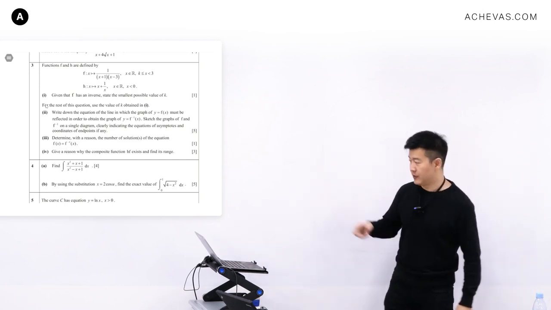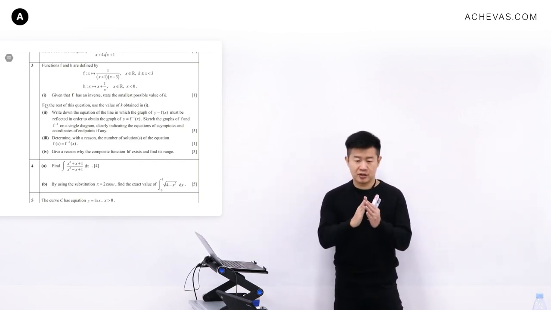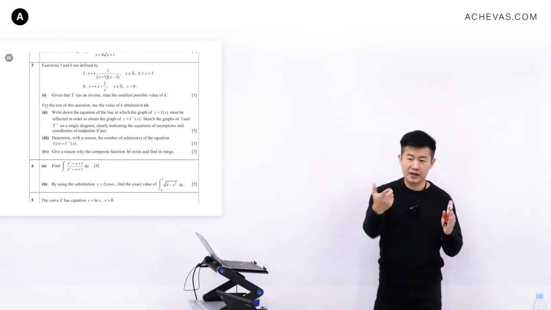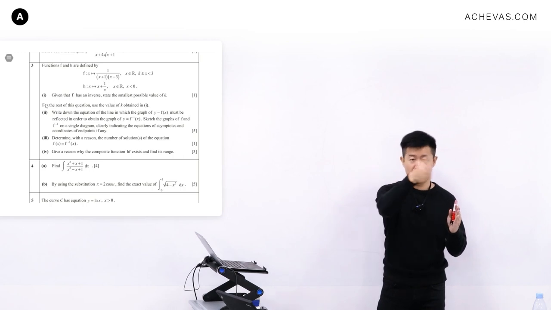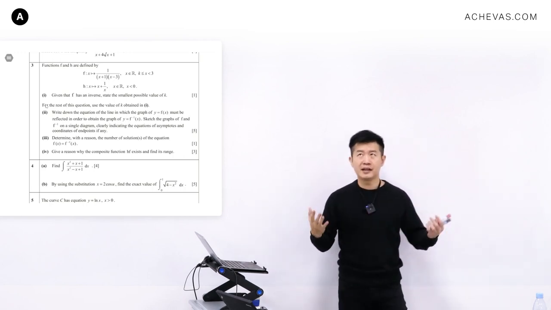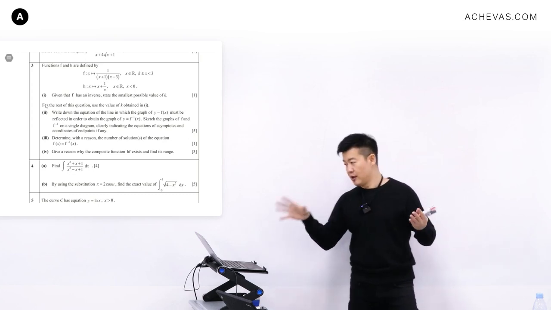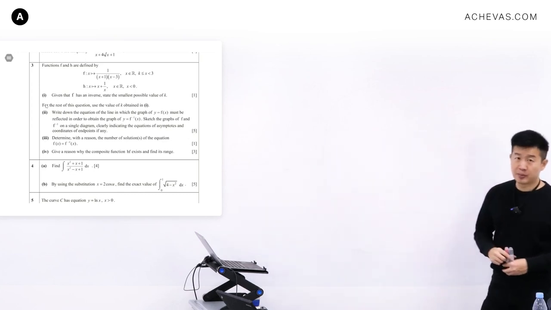Why did I choose a graph? Because the domain of h and f, they are continuous sets of numbers. If they are discrete numbers, one number at a time, 0, then jump to 1, 1, then jump to 2, I will probably not think about graph first, I will think about substitution first. So f, I'll use graph. h, I'll probably also use graph.